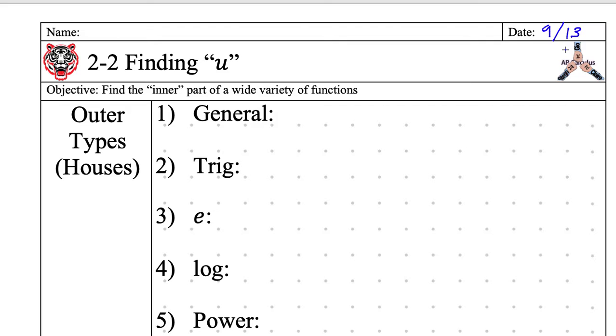All right, Claire, what is our objective today? The objective is finding the inner part of a wide variety of functions.